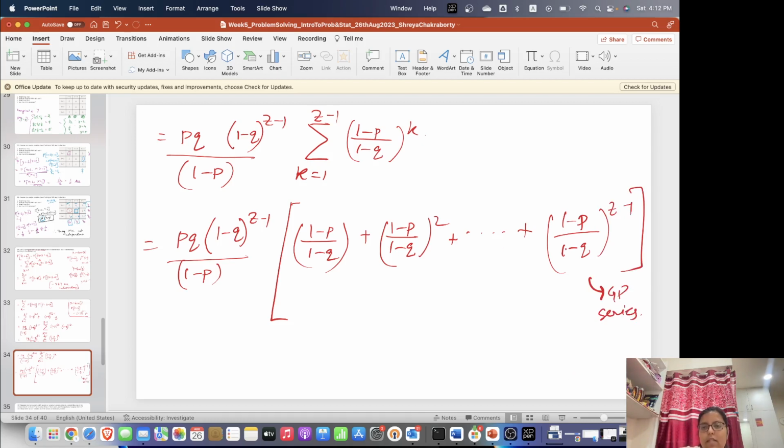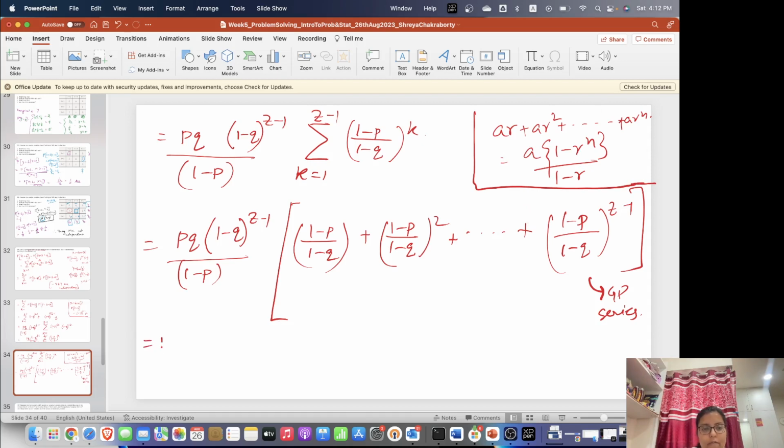So then the sum of this GP series, if we have something like this, let's say AR plus AR square plus something, this one we can write as A times 1 minus r to the power n, something, by 1 minus r. So this one we remember, sum of a GP series. So same thing we'll apply over here.